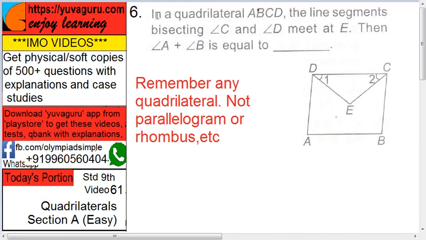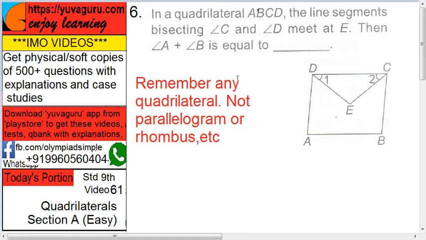Next, in a quadrilateral ABCD, line segments bisecting angles C and D meet at E. Then angle A plus angle B will be equal to... see here, what we have to prove is that it will be equal to twice angle CED. That is what we have to prove.